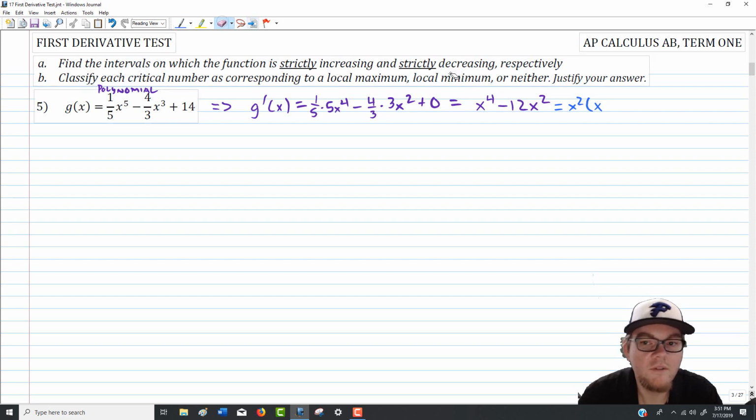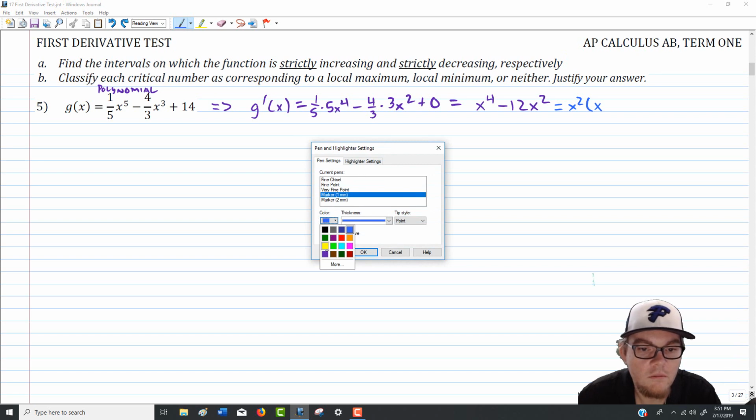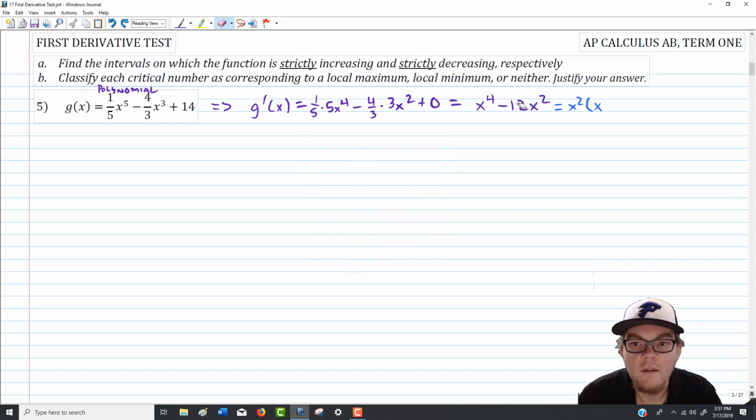Oh, geez, it's not 12x squared. Geez, why didn't someone tell me? What's wrong with you guys? Help me out a little bit. Come on. It's supposed to be 4. It's supposed to factor nicely. There we go.